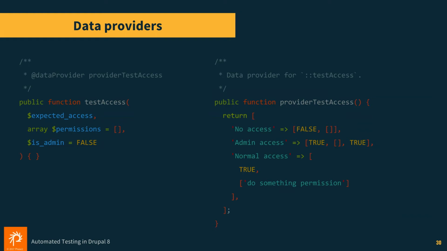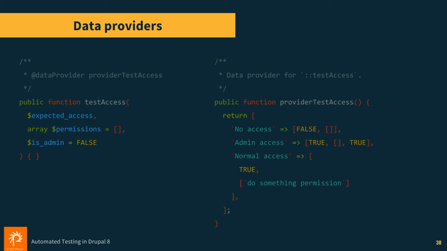So I've got my test method here with these arguments. Should they get access? Here's the permissions they have. Are they an admin? And then over here on the right, the first one, no, they shouldn't have access. So expected access is false. They have no permissions and they're not an admin. Admin access, they should get access. They have no permissions, but they're an admin. And then normal access, they're not an admin. They should get access because they have that permission. And this doesn't have the details of the test, but you would then just take these things and assert equals my access method and pass it those permissions or create a user.